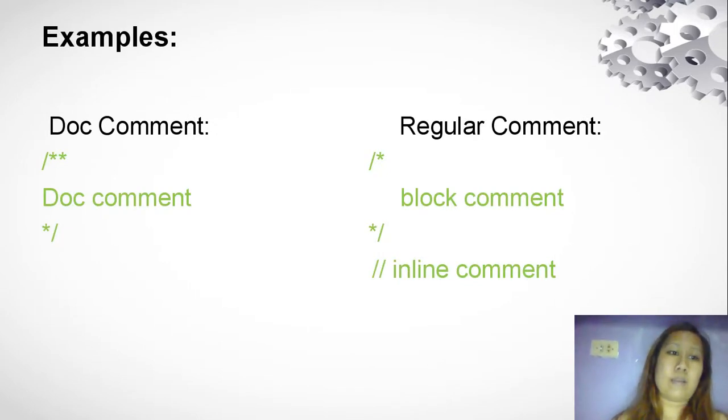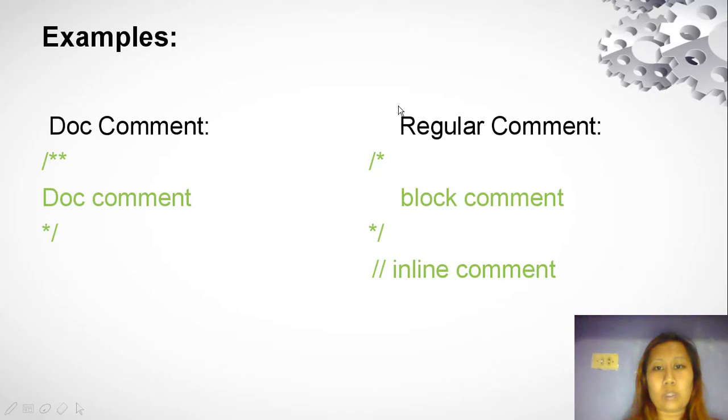So we have here examples. A doc comment or Javadoc comment looks like this. It has a slash with two asterisks, the doc comments, followed by an asterisk and another slash. We know that the regular comment follows this format: single slash asterisk. You close that one with the block comment or inline comment.